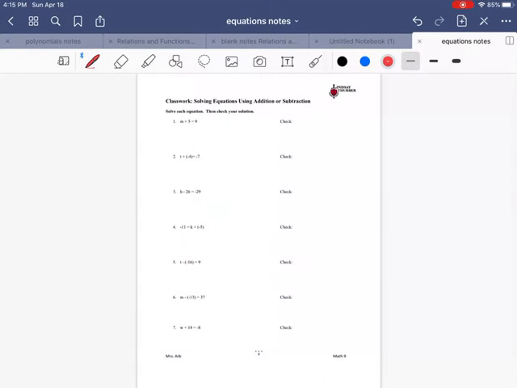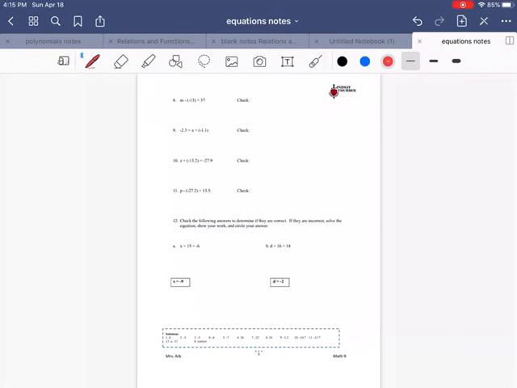And you've got classwork on page 4 and 5.